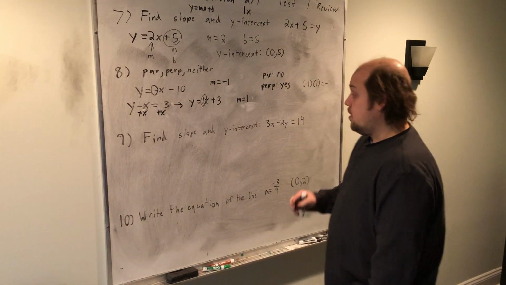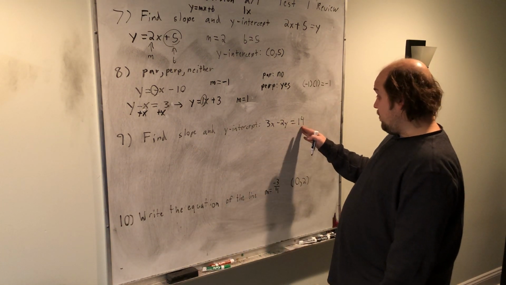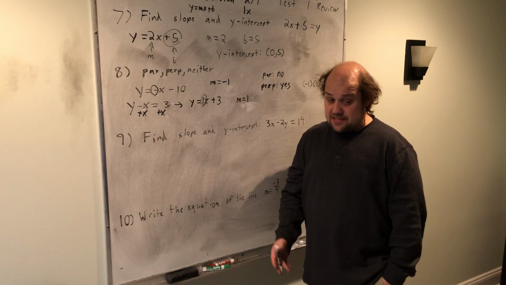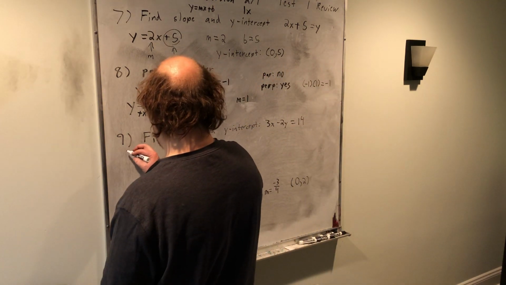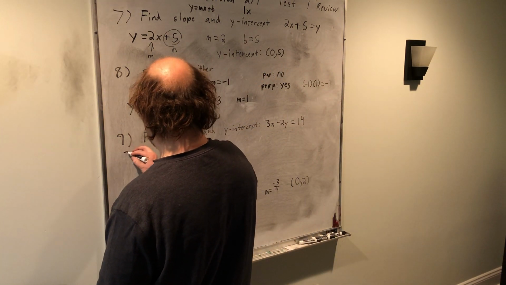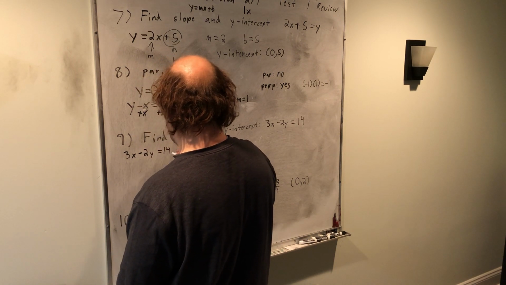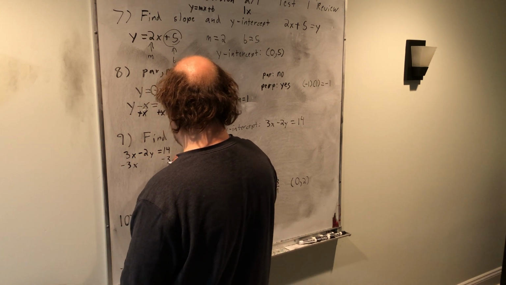All right. Number 9, find the slope and y-intercept. They give it to me where I don't have the equation in line yet. I'm going to need to do a bunch of steps to get it into y equals form. So here I start off with 3x minus 2y equals 14. I'm going to go ahead and subtract 3x from each side.